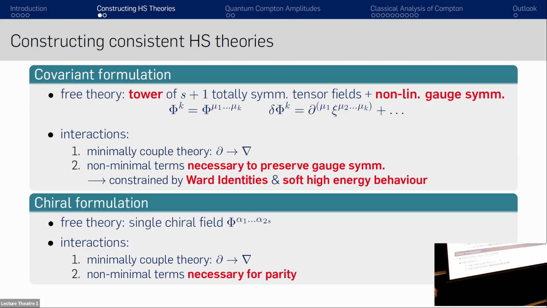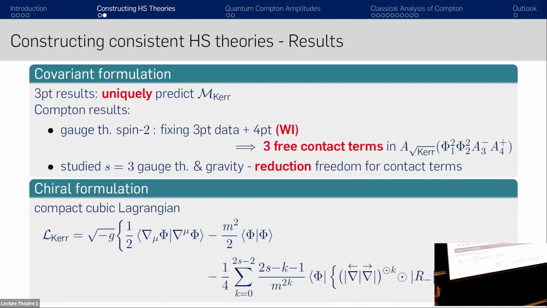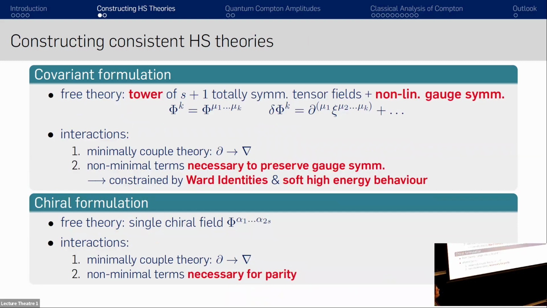Great. There's a different formulation that you can use, and that's using a single chiral field. So these are no longer Lorentz indices, right? These are spinorial indices, but the benefit is that you just need to use one. You don't need the tower anymore.